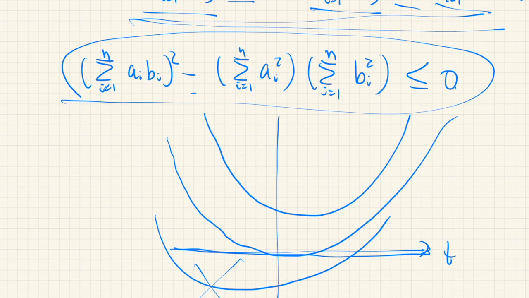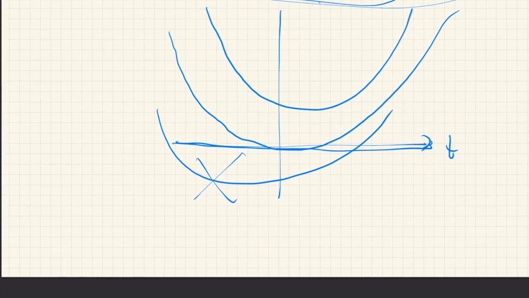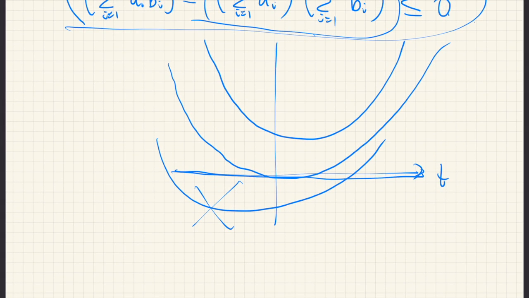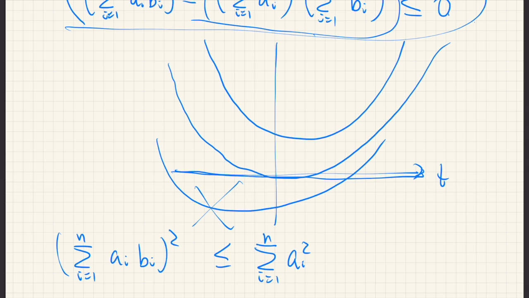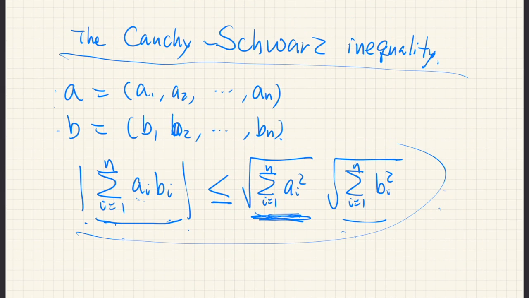Now if we move this part to the right, we have the sum of ai bi, everything squared, is less than or equal to the sum of ai squared times the sum of bi squared. If we take the positive square root of both sides, then we have the desired result. And we're done.